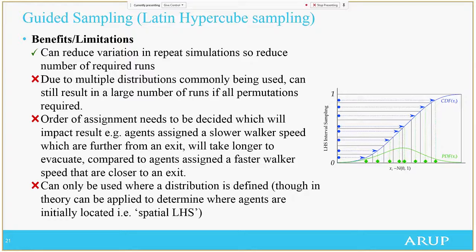So if I've got a walker speed distribution, and I've also got the location, if I assign agents a slow walker speed but a location close to an exit, they will exit very quickly. But if I assign people a slow walker speed and they're far away, then they will take a long time. So the order in which I assign agents relative to the other random distribution that I'm sampling can impact the results. It can generally only really be used where we've got a distribution of data that we need to sample from, though in theory we can apply some kind of spatial Latin hypercube sampling also.